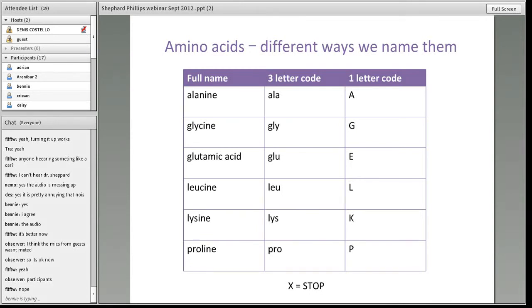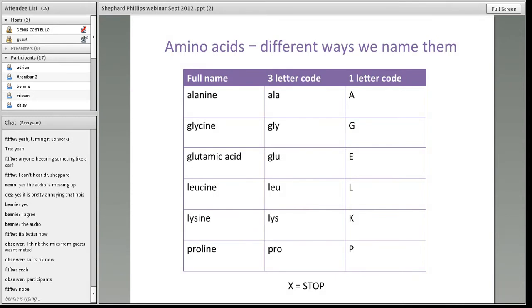So just to tell you how we name amino acids, because it can be quite confusing when you look at some of the literature. There are 20 amino acids that make up proteins. I'm just showing 6 of them here. And you'll see on the left-hand column the full names of 6 of these: alanine, glycine, glutamic acid, leucine, lysine, and proline.